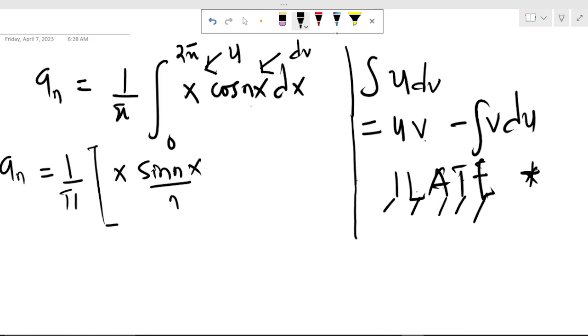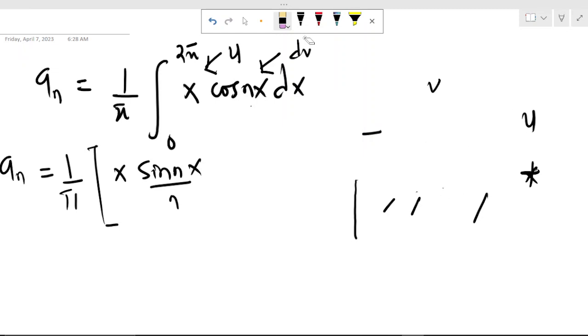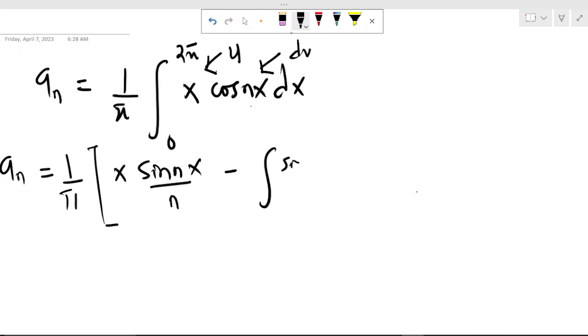I think I'm going to have to rub this off so I have more space. So I hope you guys got that down. So we'll have x sine nx over n minus integral. Remember, it was v du now, and v is sine nx over n. And what's our u? Our u is x. So what is du? 1. So we have 1 here.